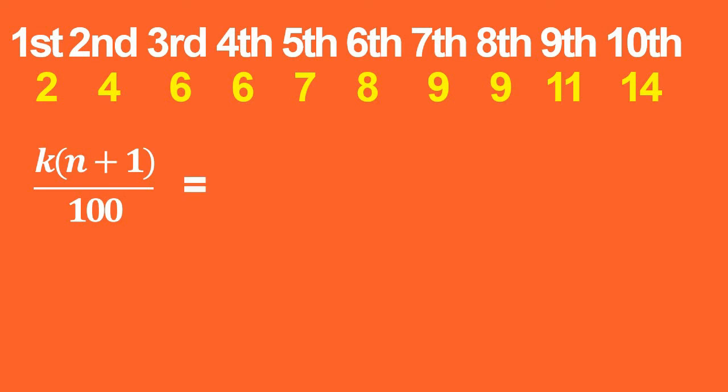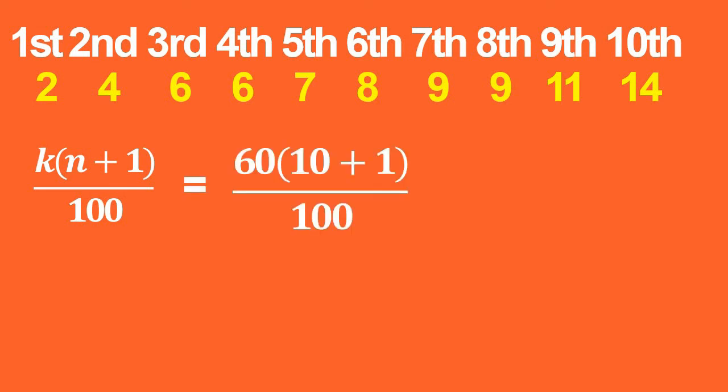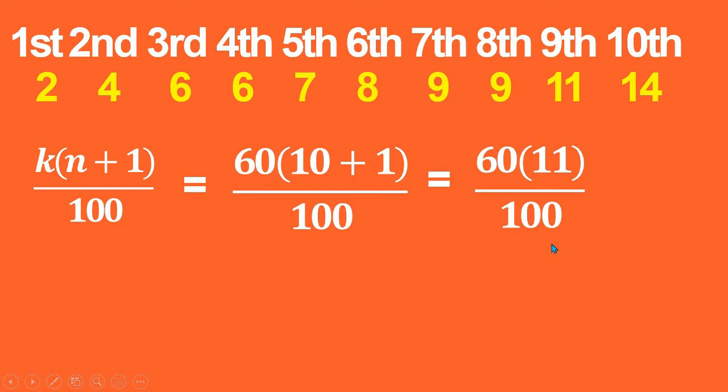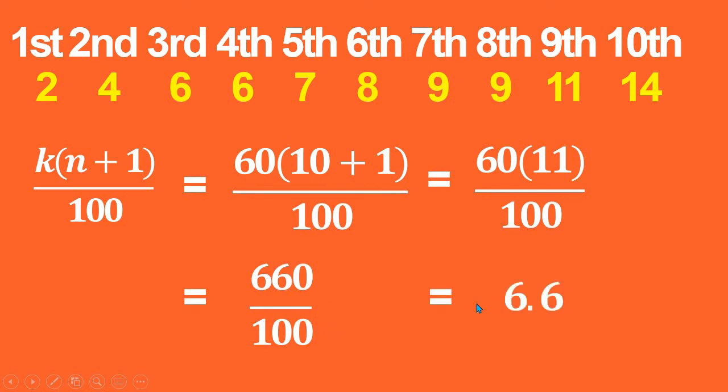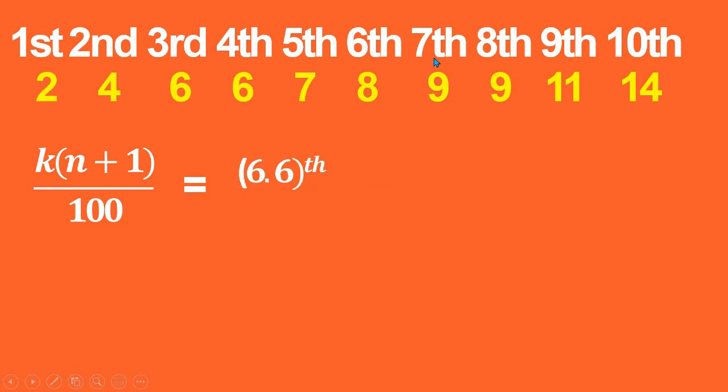So, our k is 60 and n is 10. 10 plus 1 is 11 times 60 all over 100. 60 times 11 is 660 over 100. That is equal to 6.6. So, the location of the percentile 60 is on the 6.6 position. This is again not an exact value. So, that is between the 6th and the 7th data.